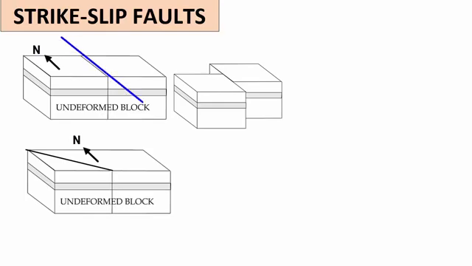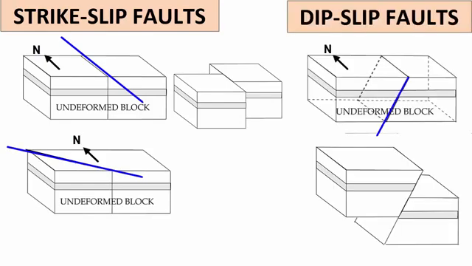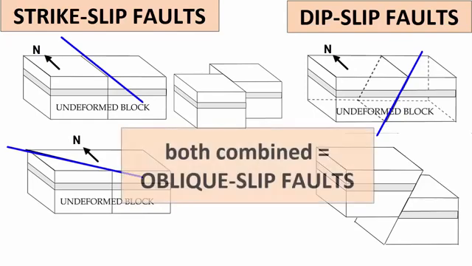Strike is the orientation of the line that a fault plane makes when it intersects a horizontal surface. For example, the strike of this fault is due north. The strike of this fault is north 45 degrees west. Faults that have planes that dip at an angle between horizontal and vertical, and thus have vertical slip, are called dip-slip faults. Faults that experience movement along strike and along dip, the combination of the two, are called oblique slip faults.